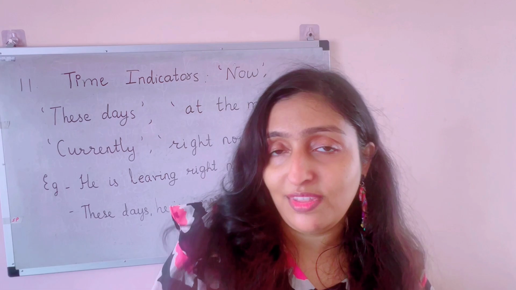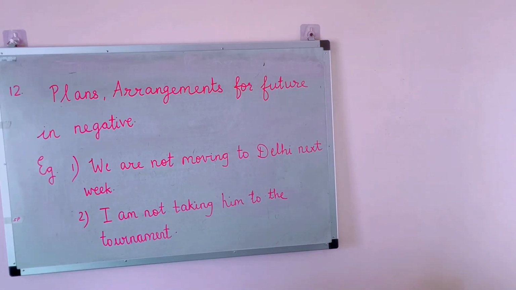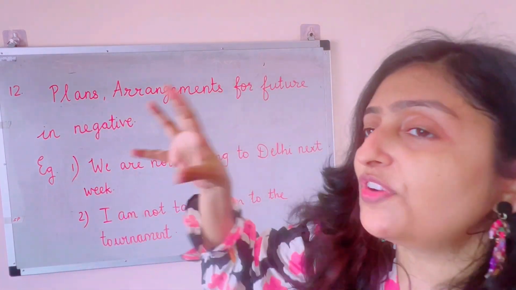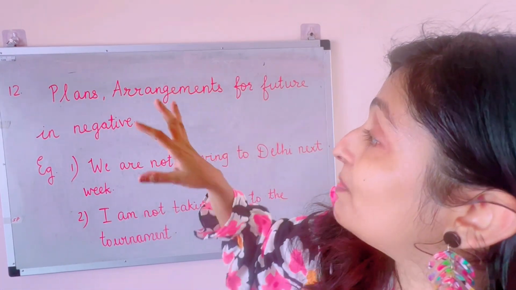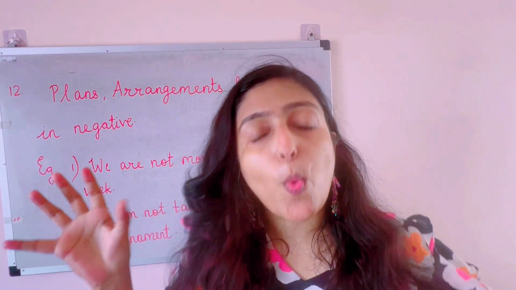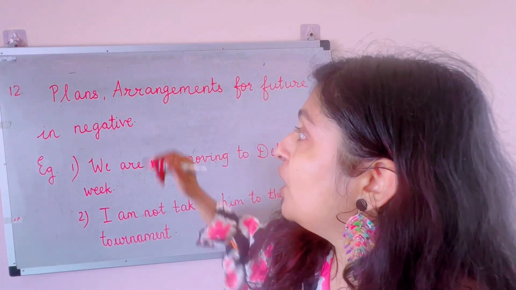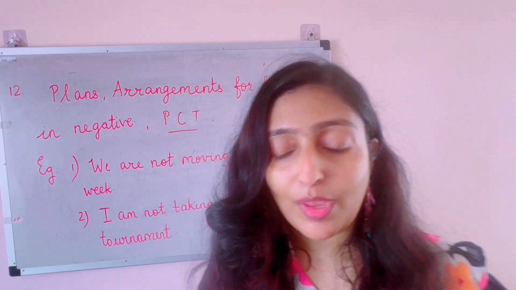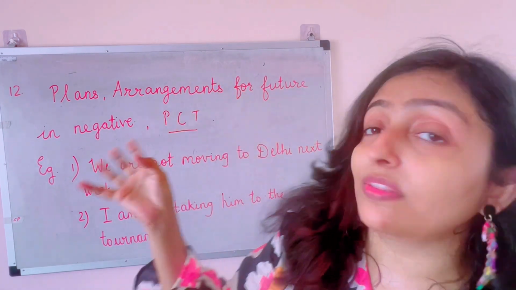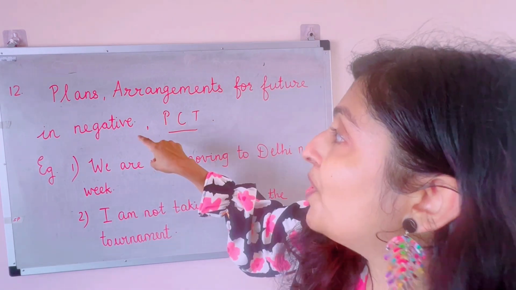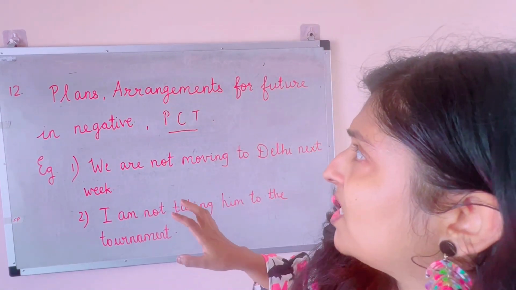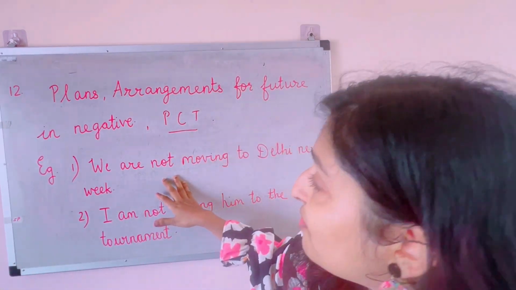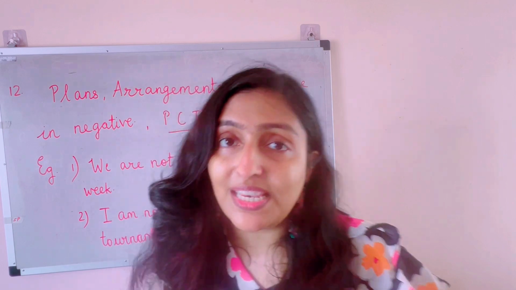Moving on to the final rule. Okay, so the 12th rule says plans or whatever you have organized, arrangements for the future, when written in negative, you need to use present continuous tense. Okay, we had discussed this earlier as rule number 2, but plans and arrangements which are kept for the future, when they are written in negative, also we can use PCT.